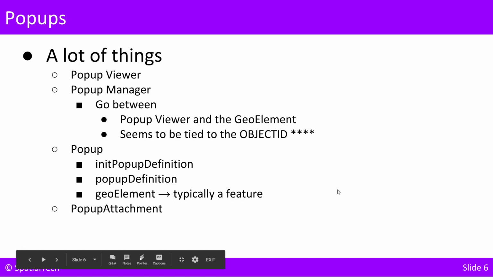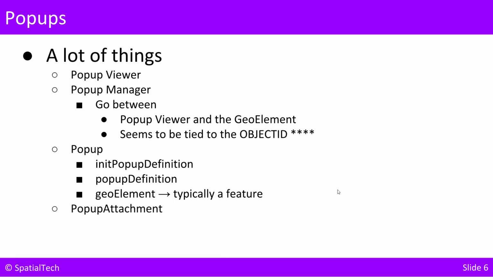Now, because features can have attachments, you don't have to have them, but because they could be there, there's also a pop-up attachment.